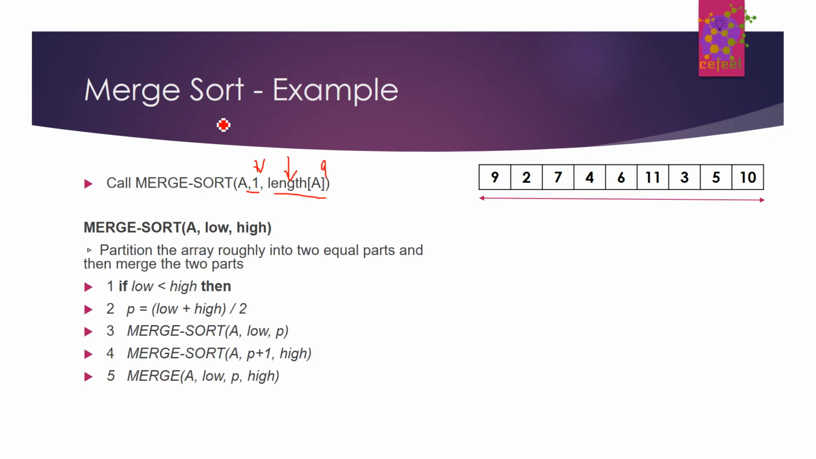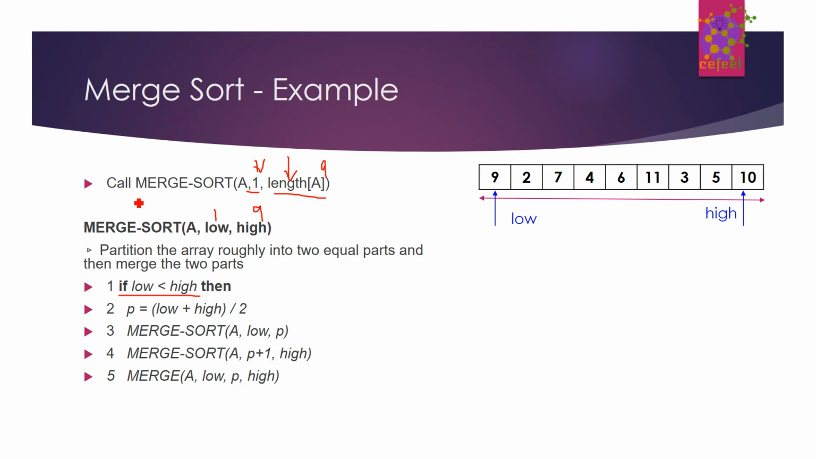Now here is the merge sort algorithm again, which we discussed. Let's apply it to this array. As we already discussed, low will be 1 and high will be 9, because we have 9 elements in the array. So we'll go to step 1. In step 1, what we check is whether low is less than high. Low is pointing to 1, high is pointing to 9. Yes, low is less than high.